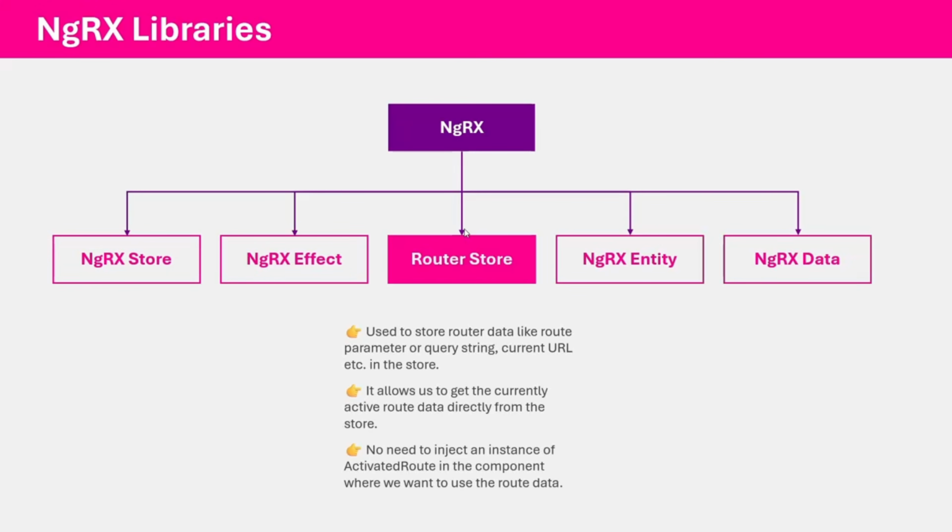For that, we do not need to inject an instance of activated route in the component where we want to get the details of the currently active route. We can directly read it from the store, and that is possible with the help of router store.